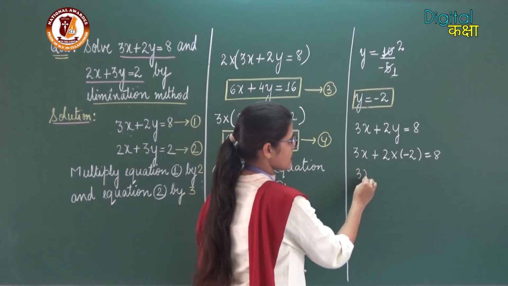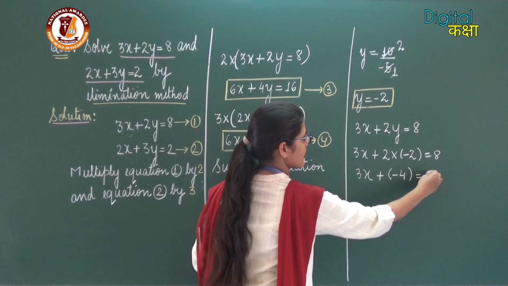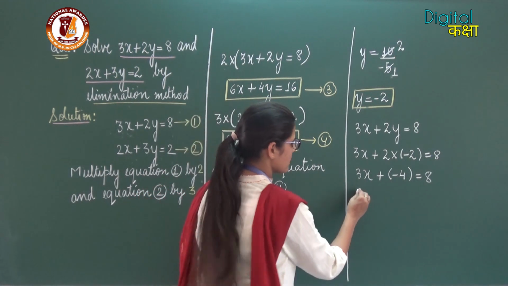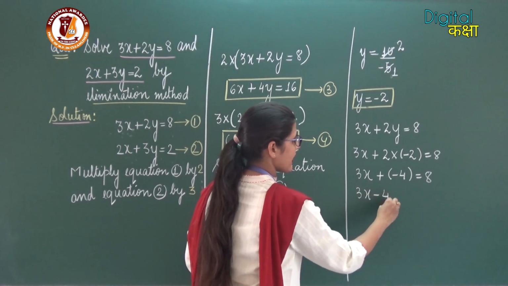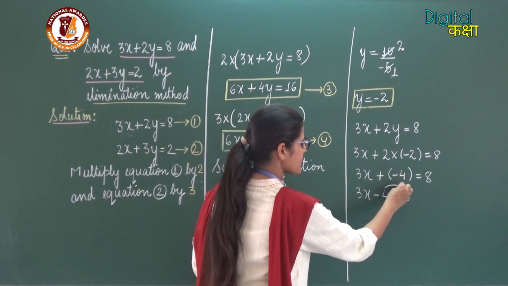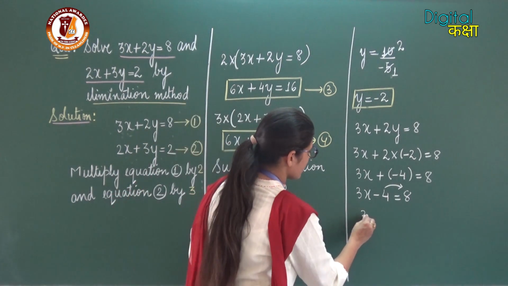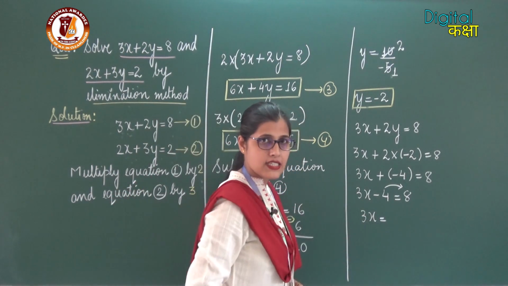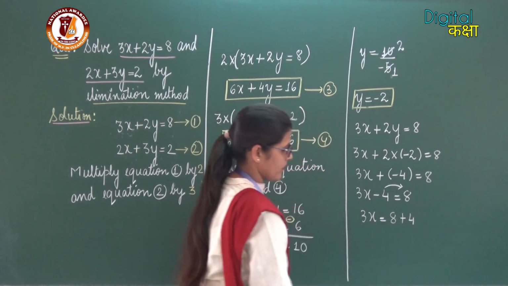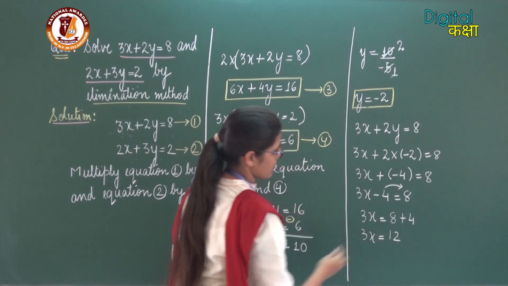It will be written as 3x plus minus 4 equals 8. Since we know it very well that plus minus is minus, therefore 3x minus 4 equals 8. Now we will be shifting this negative 4 to the right hand side. Therefore, it will be written as 3x equals 8 plus 4. So 3x will be equals to 12.